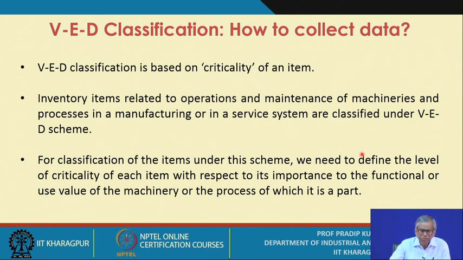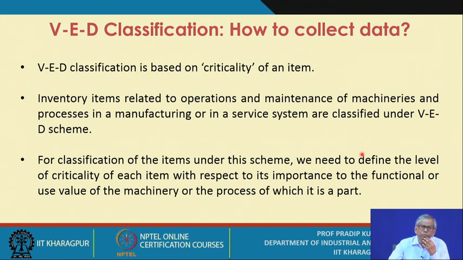So the VED classification is based on criticality of an item. That means you have to define what is the criticality, and what is expected given a particular inventory item, this item being used in a particular product or a process or in a machinery, and the criticality of this item is defined with respect to its functional value. That means how important the functional value of that item is with respect to the performance of the machinery or the product or the process. So that is the key in defining the criticality of an item.